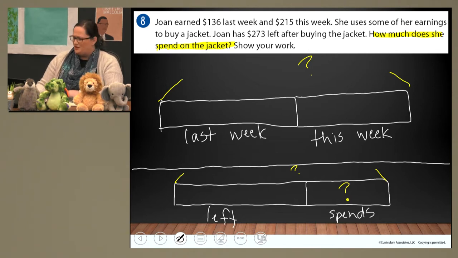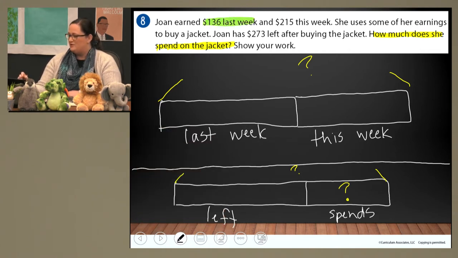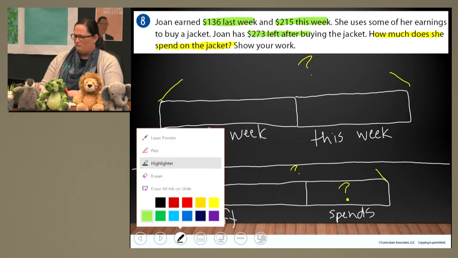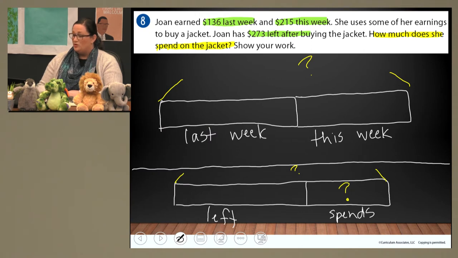Joan earned $136 last week and $215 this week. Well, that's good. She last week this much, this week this much. She used some, right? She spends, we don't know how much she spends. But then she has $273 left. Okay, so where am I gonna put all of those numbers? Well, last week, $136, so where can we put that? Yeah, on last week, so we can put $136 here. What about this week, do we know that? $215 there. And then we know how much is left, $273.